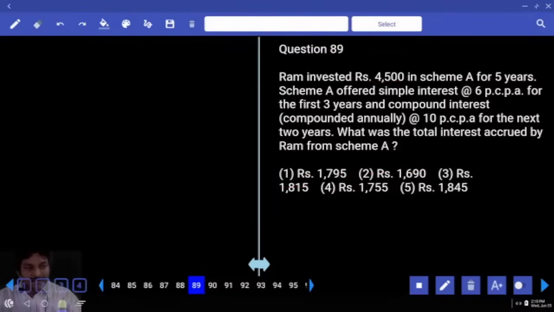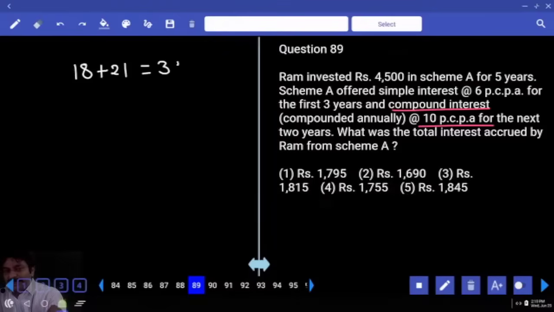Now, it offers simple interest at the rate of 6% per annum for first 3 years. That will be 18%. Next 2 years, compound interest at the rate of 10% per annum. That will be 21%. Total interest obtained 39%.